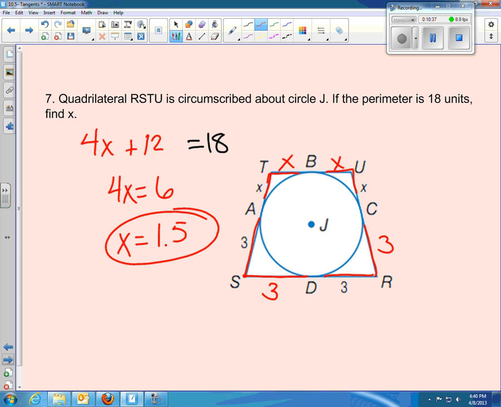You do have a few like those on your homework tonight. Just keep in mind that if it's the same distance, if they're both tangent, it's the same distance away.